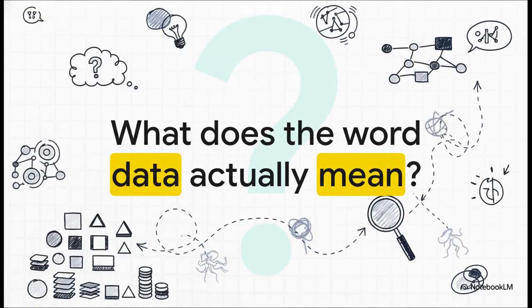I mean, think about it. We're drowning in data, right? It's everywhere. We all kind of know what it is. It's information, numbers, the stuff that makes our apps work. But is that really the whole story? Or is there something deeper, something we're all kind of missing about its true nature?